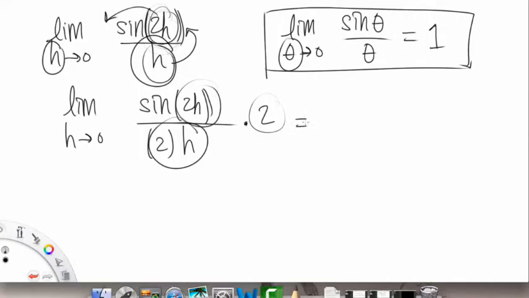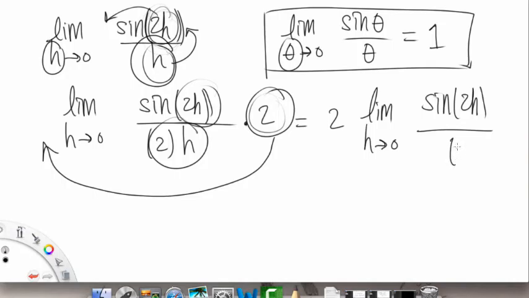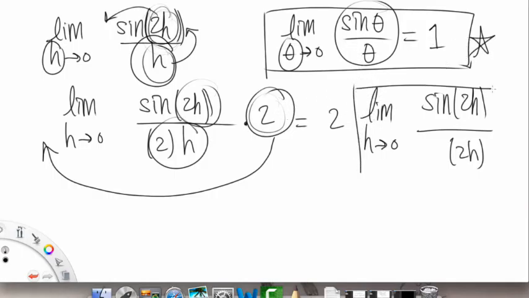Now what we can do is take this constant, this 2, and move it all the way out in front, because we can do that due to the constant multiple rule, or the limit law. Remember our basic limit laws. So now we have a 2 times limit as h approaches 0 of sine of 2h over that same 2h. Now this looks like the form here, right? We have sine of something over that exact something. So we can apply our key formula up here to this part right here.